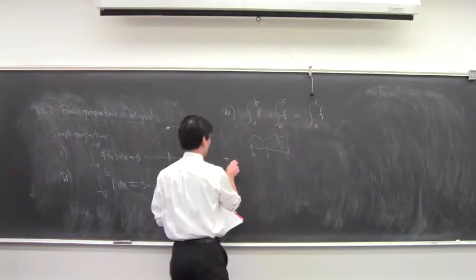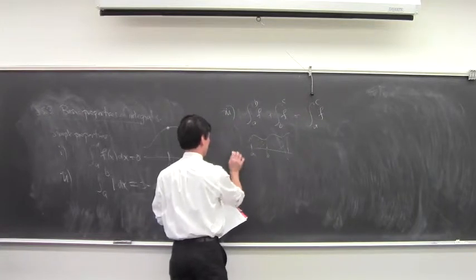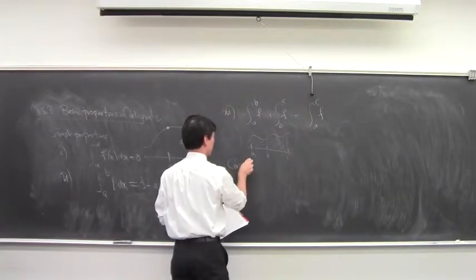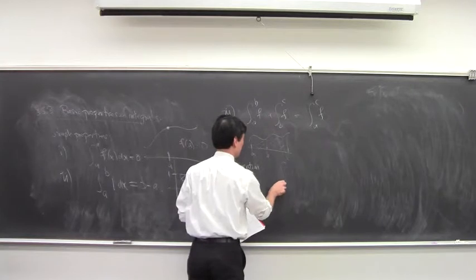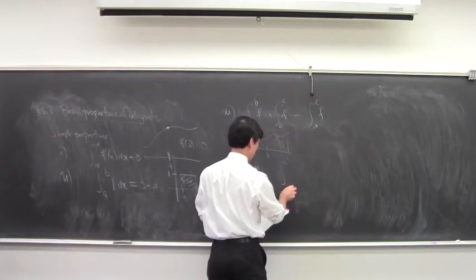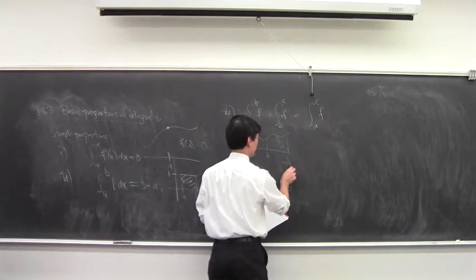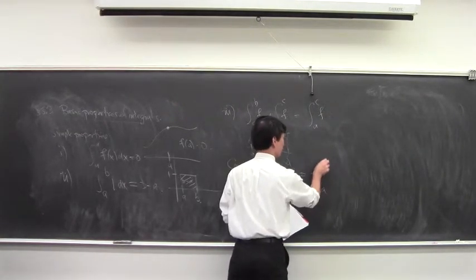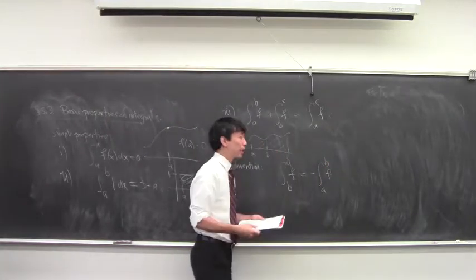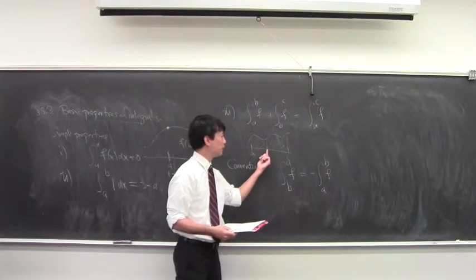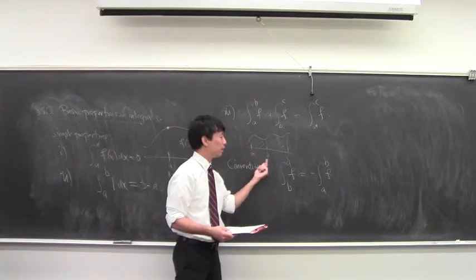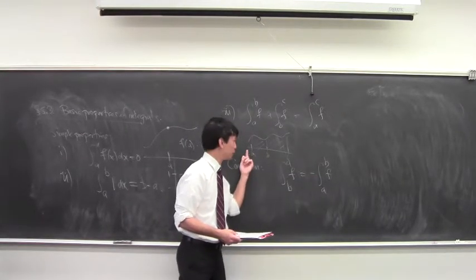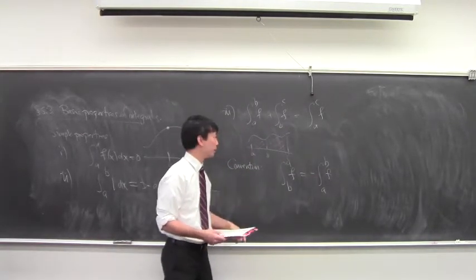But that sort of brings up a convention. When somebody says the integral from b to a of a function, what they mean is negative the integral from a to b of that function. Okay, so if you go from this end and go the opposite direction, you take that to mean negative the integral in the positive direction.